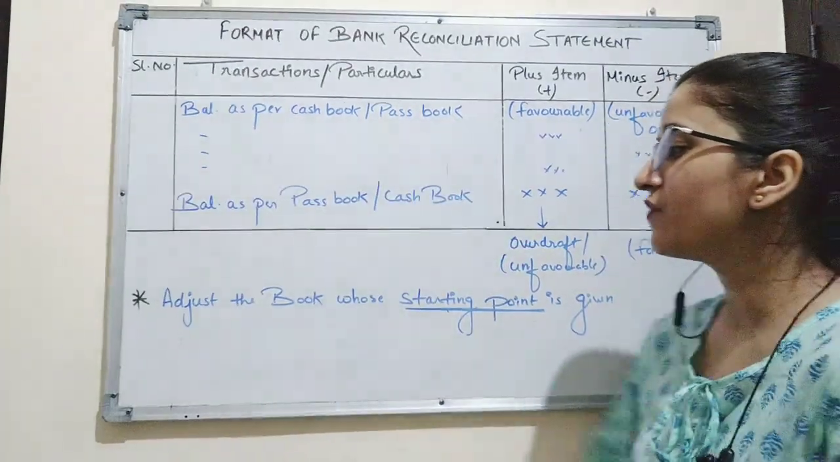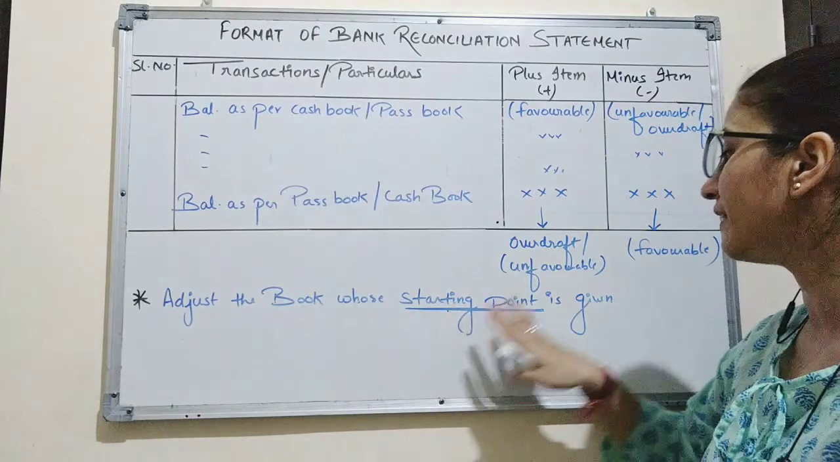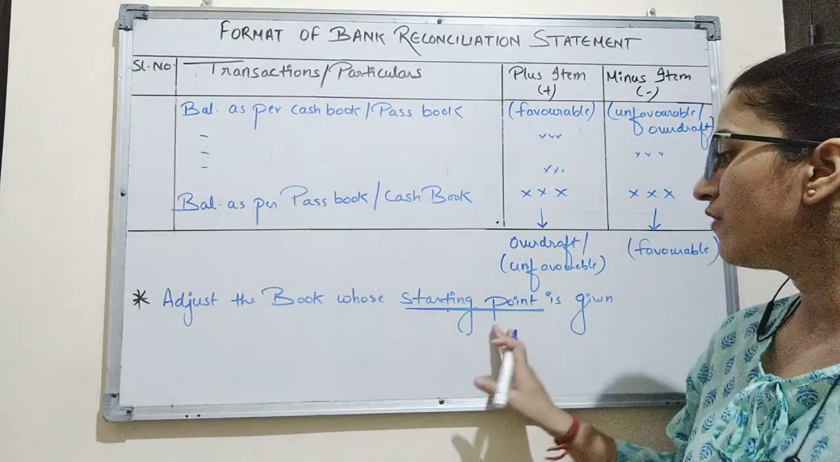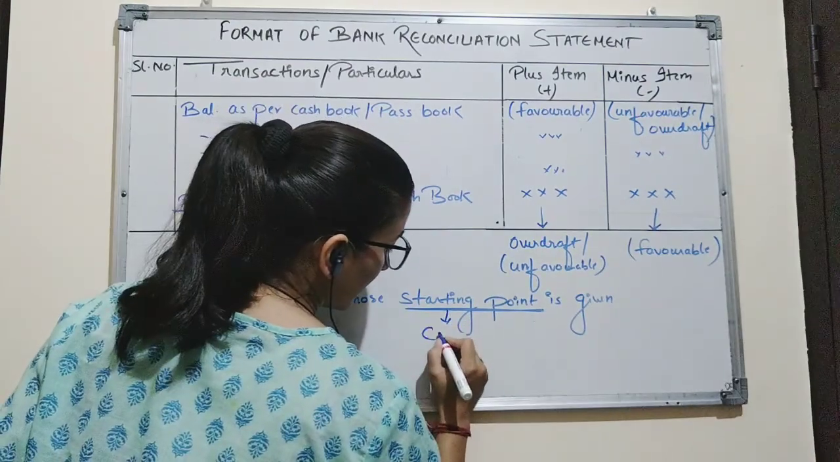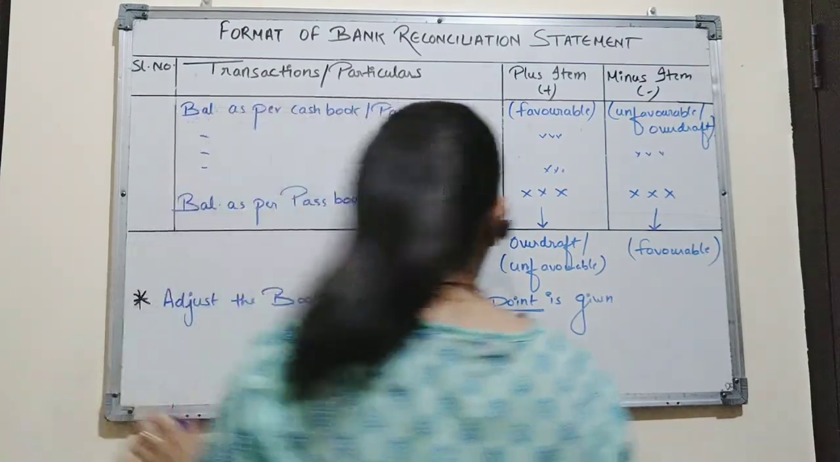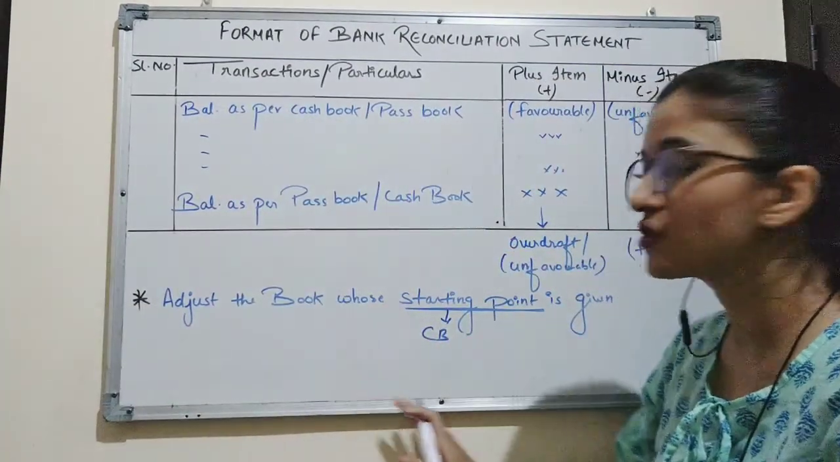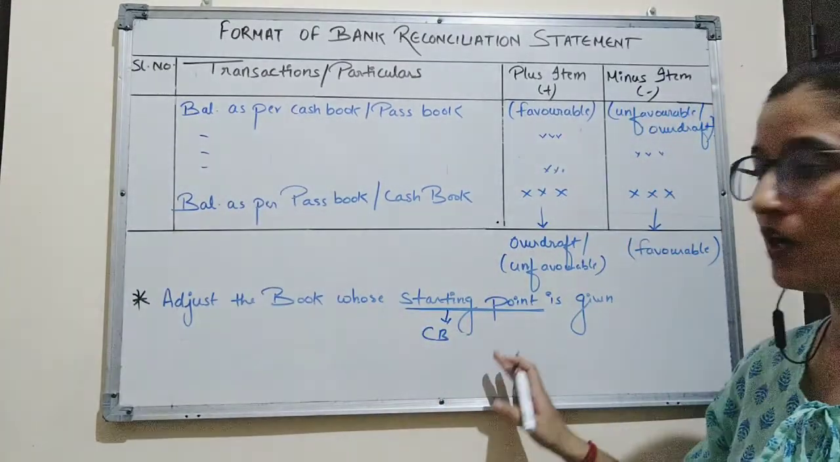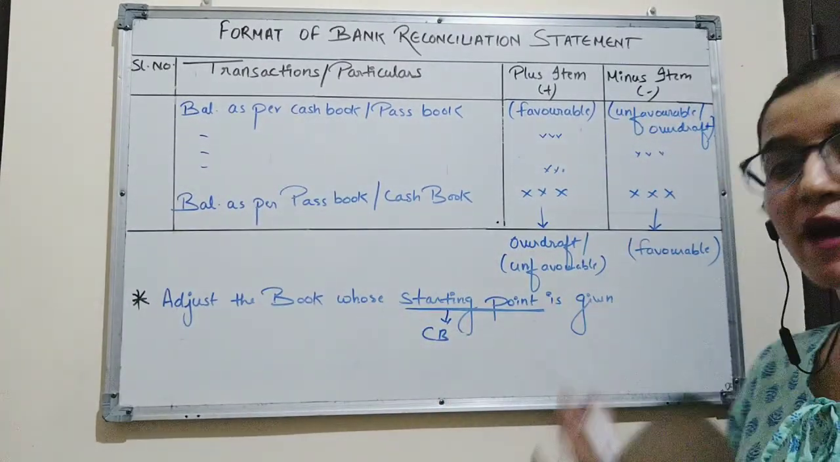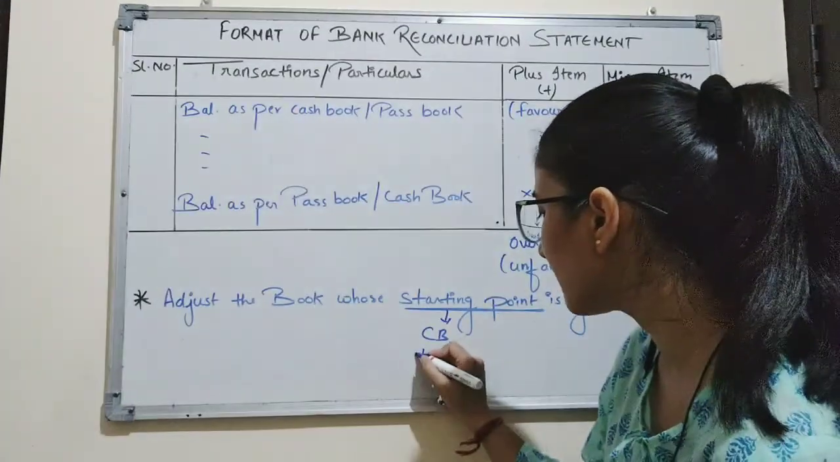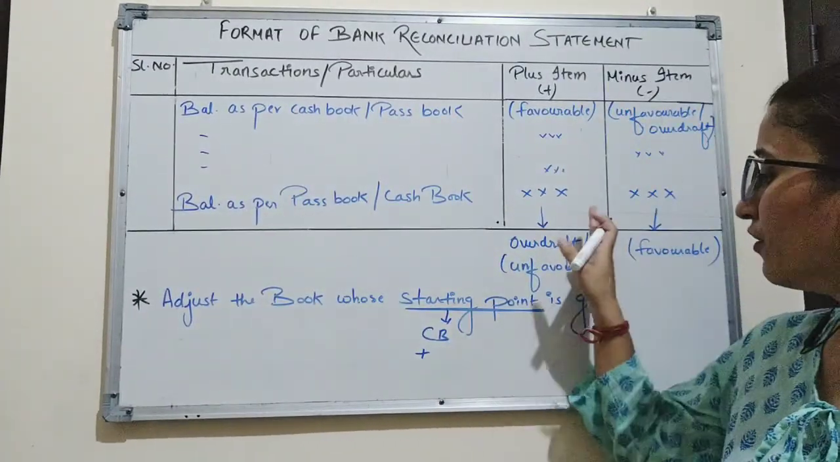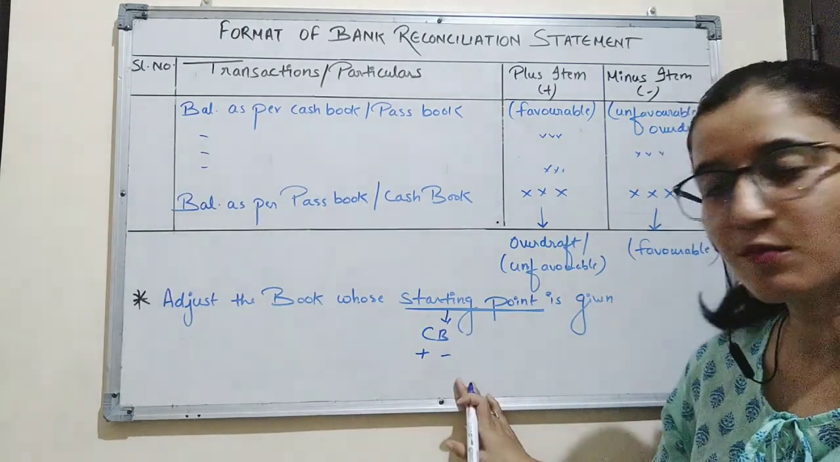Now in BRS, we have to adjust the book whose starting point is given. If the starting point of the book is given in the question as cash book, then we have to record all the transactions from the cash book perspective. We will not consider the passbook perspective. For example, if our cash book balance is increasing, then here we have to decrease the cash book balance.